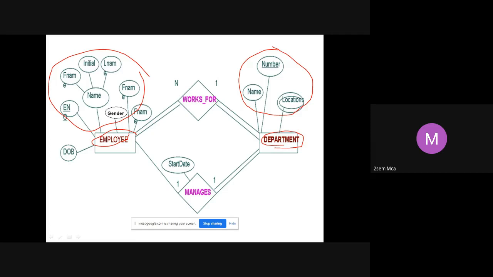Employee, what are the attributes here? We have name. Name is a composite attribute if you see, because you have again initial name, first name, last name, all that. Employee number is a primary key because we have underlined it. And then there is gender, and then we have a date of birth. So these are all attributes of this entity.